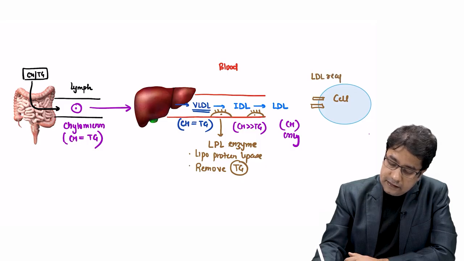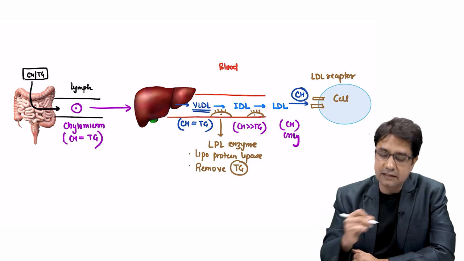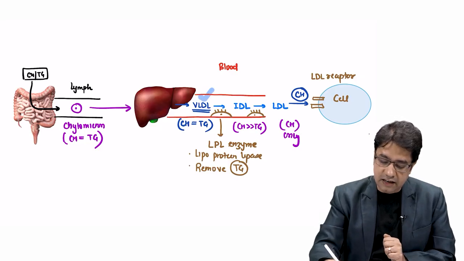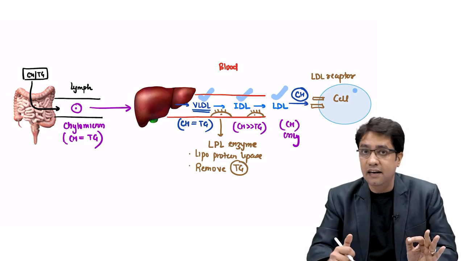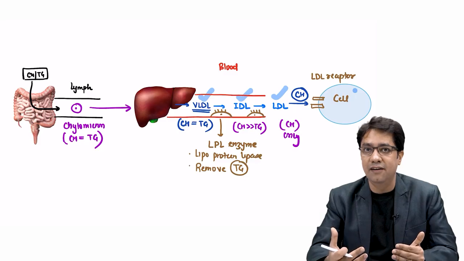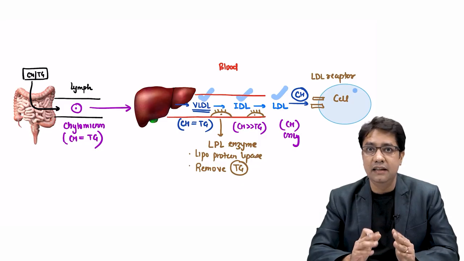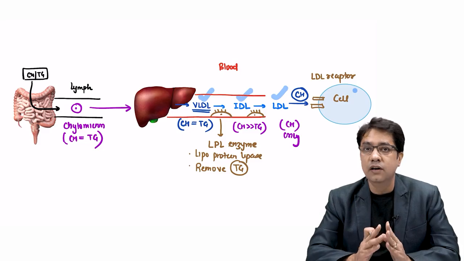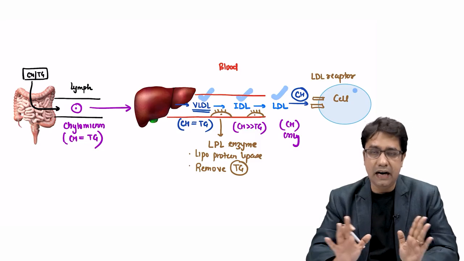And LDL is the main species that will donate cholesterol to the body cells. And remember one point, that these lipids, VLDL, IDL and LDL, they are very bad lipids. If their level is high in blood, they will donate extra cholesterol and extra triglyceride to the body cells, which can lead to atherosclerosis and acute pancreatitis. So these are very bad lipids.